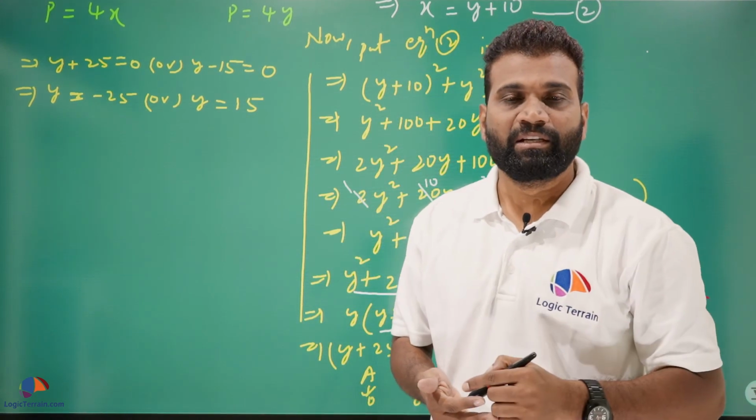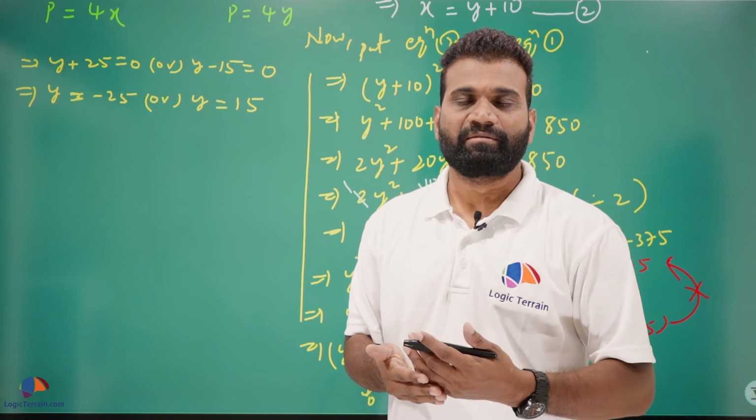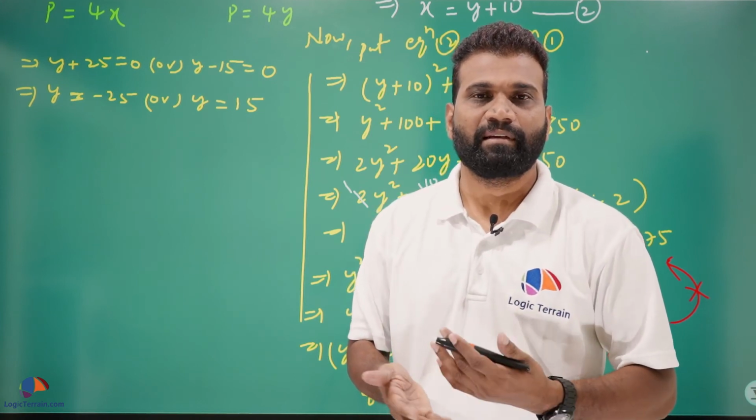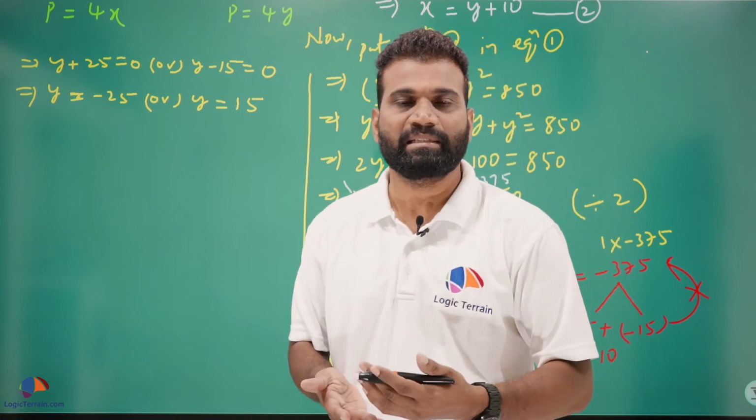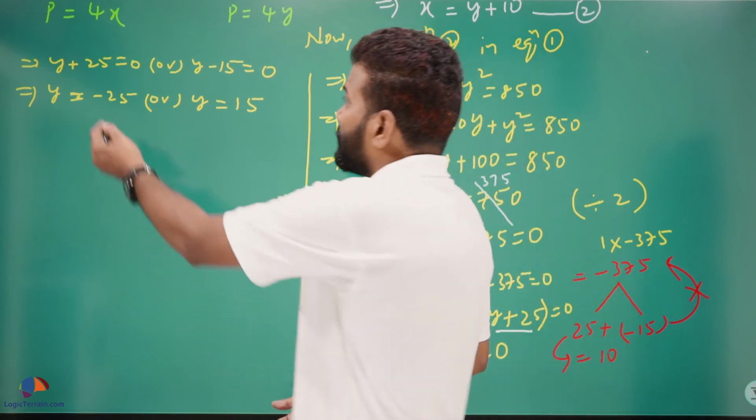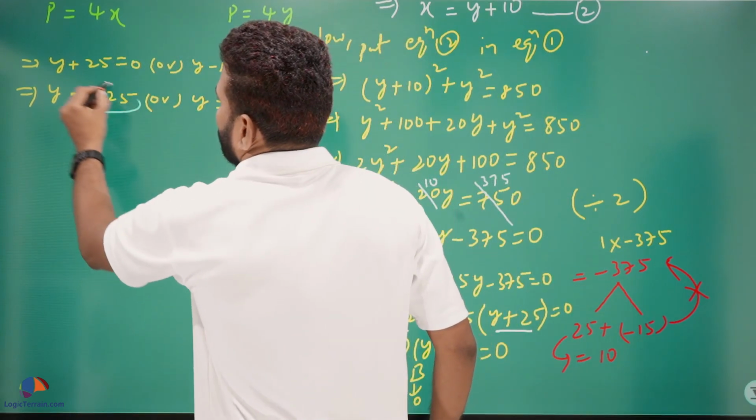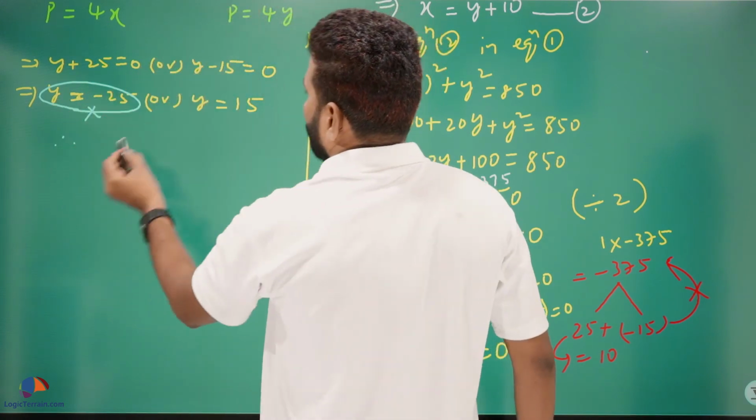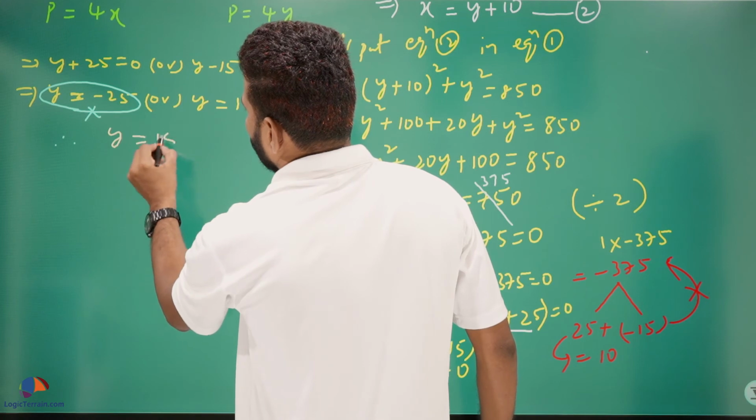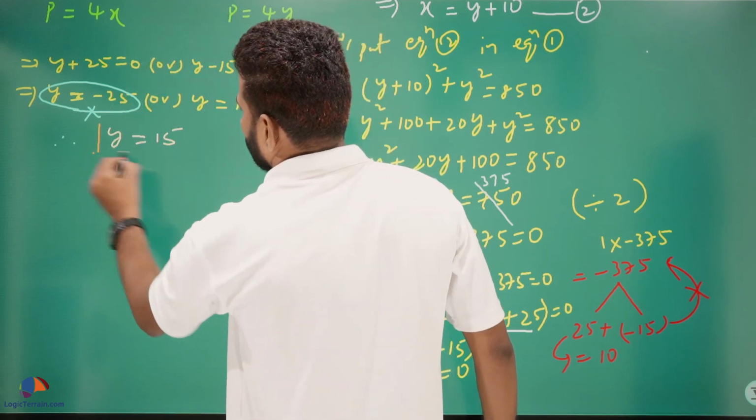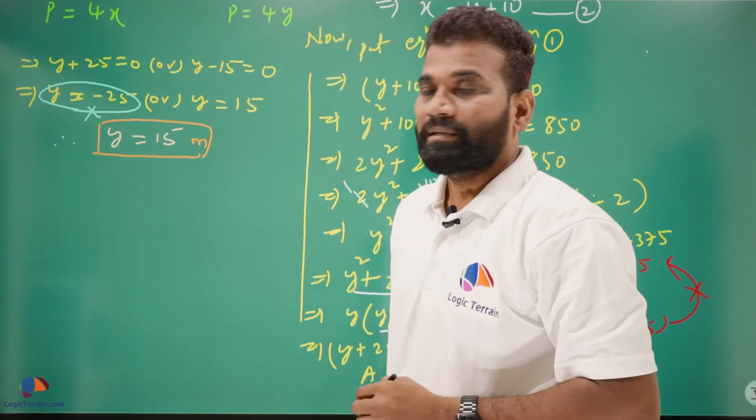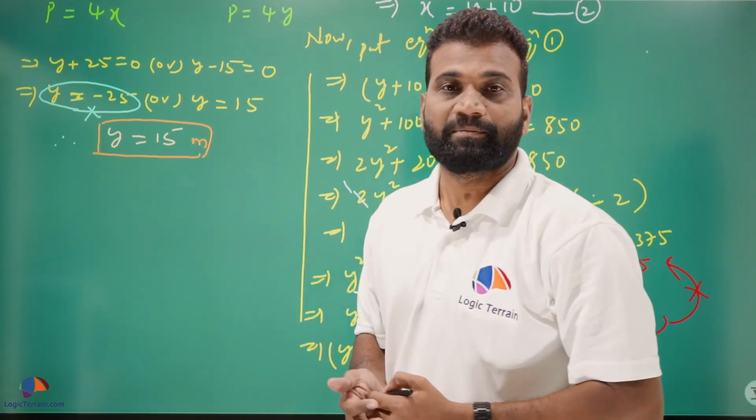What is y here? y is the side of a square, that is length. We know that length cannot be negative. Length, distance, height, all these things cannot be negative, right? So this is invalid anyhow. Therefore the value of y is equals to 15, we can say meters. So we got the y value.